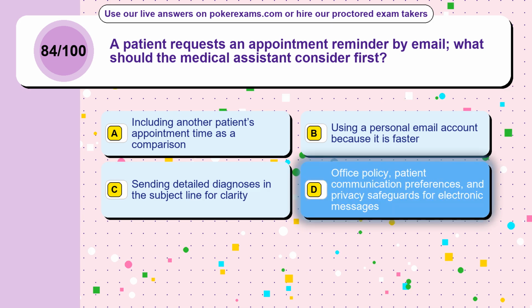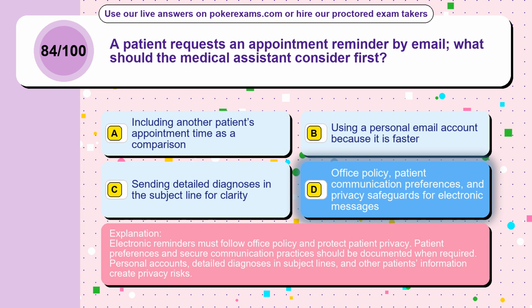The correct answer is option D, office policy, patient communication preferences, and privacy safeguards for electronic messages. Electronic reminders must follow office policy and protect patient privacy. Patient preferences and secure communication practices should be documented when required. Personal accounts, detailed diagnoses in subject lines, and other patients' information create privacy risks.